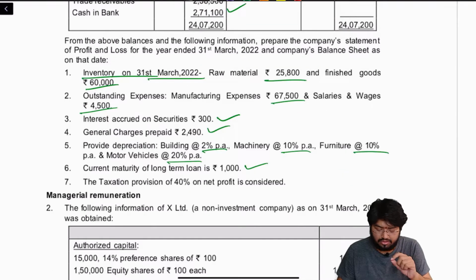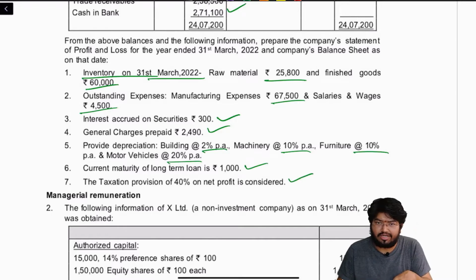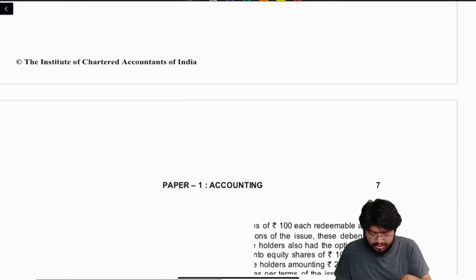He has asked you to make it as an adjustment there. And then tax provision is supposed to be done for 40% of the net profit, is what he has stated. We will calculate it, then take. Okay. So having explained what we are going to do, let's quickly look through the solution that is given.